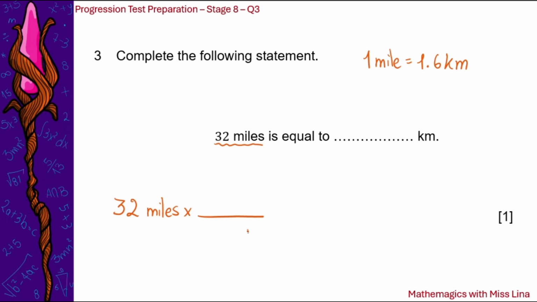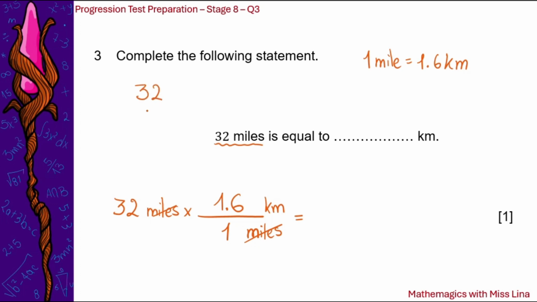So we need to cancel miles. So I put it at the bottom, so I cancel them out. And at the top I leave kilometers because it's the measure that I want. And then we have that 1 mile is 1.6 kilometers. And then I just need to do this multiplication.